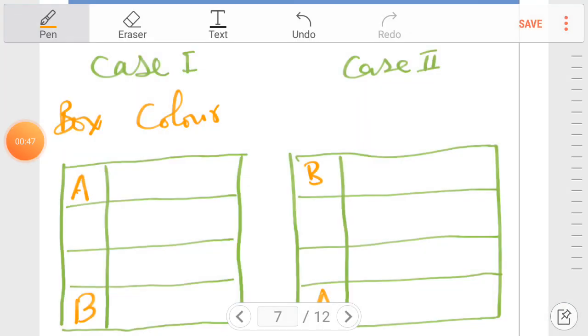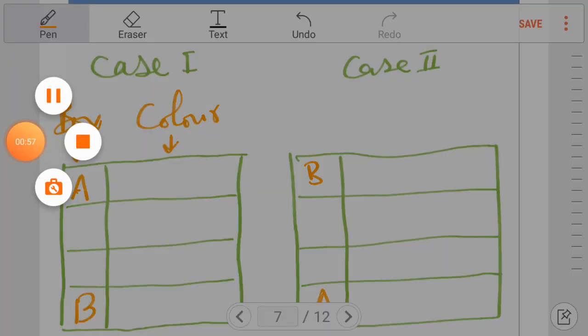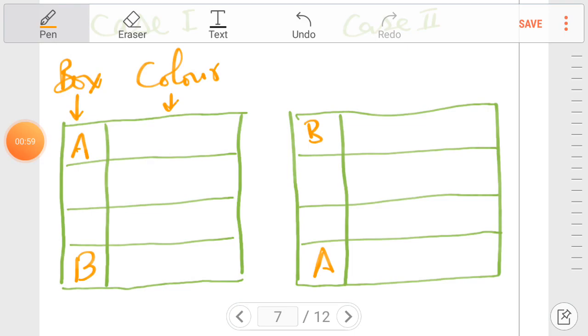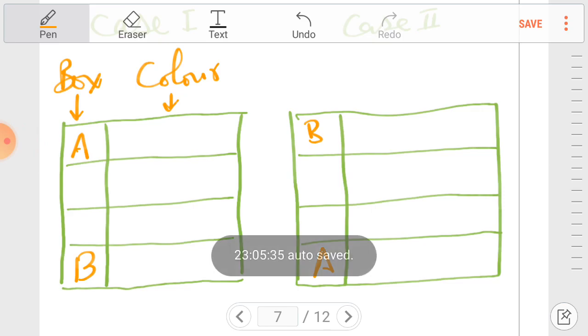So there are two possible cases, and in the table given below, the first column represents the box and the second column represents the color. According to the first statement, A and B have a gap of 2 boxes. So in the first case A is above B, and in the second case B is above A.